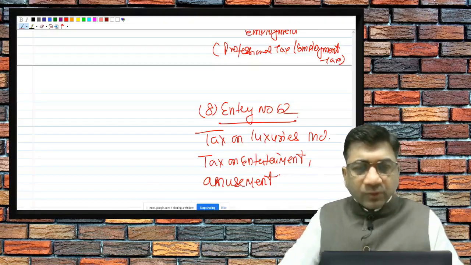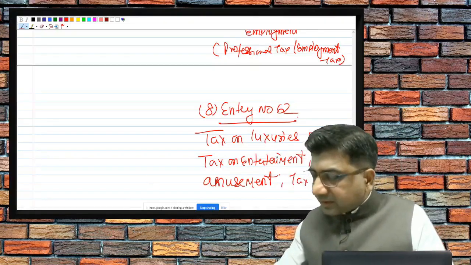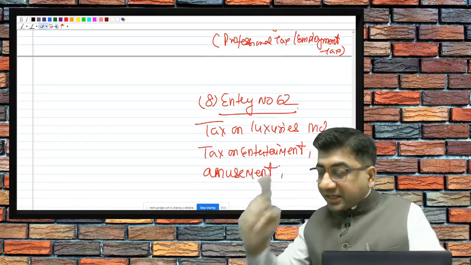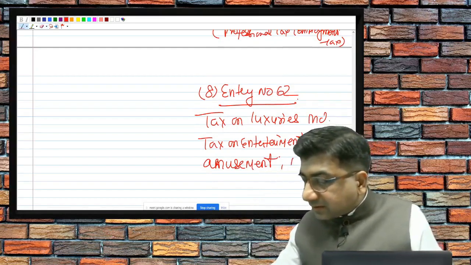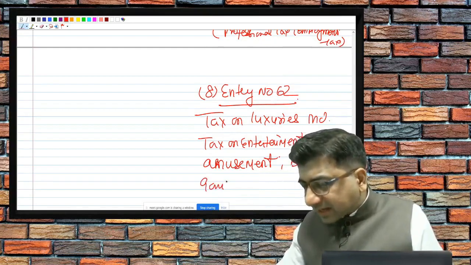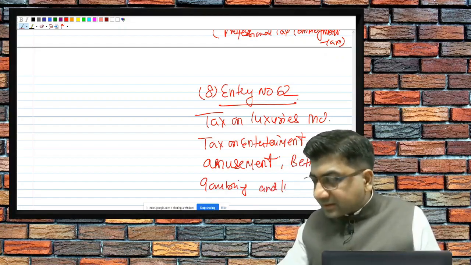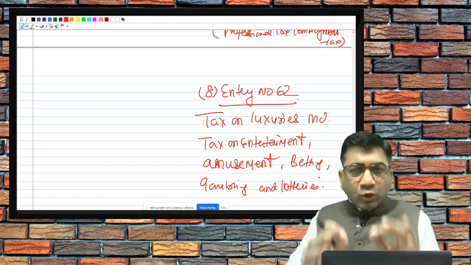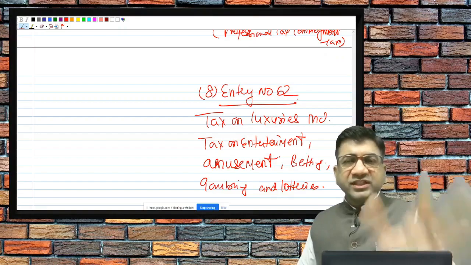Fine. So, there was also a tax on luxury tax, entertainment tax, amusement tax, betting tax, gambling tax, and lotteries. Betting, gambling, and lottery. This was the most common taxes before introduction of GST.